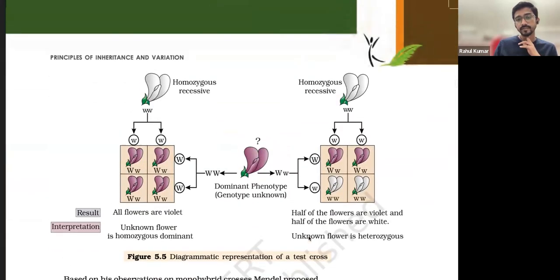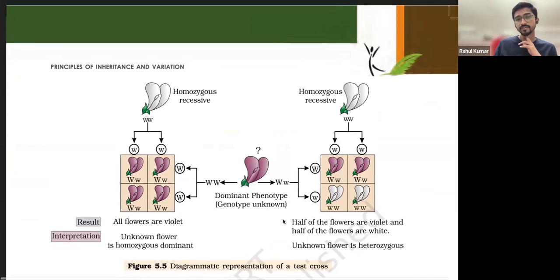Yes, sir. So this is the representation that you are seeing here for a test cross. They are using not height here, but flower color as the criteria. Everyone pay attention here. I gave you a purple pea flower, and I am asking you, tell me whether this plant, which has this purple flower, is capital W, capital W. Now here they have done the right thing.